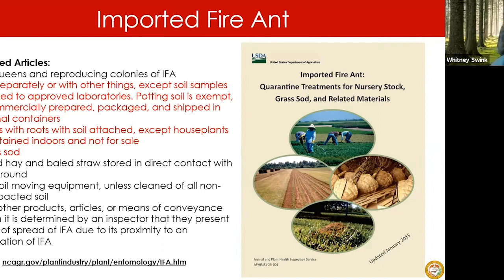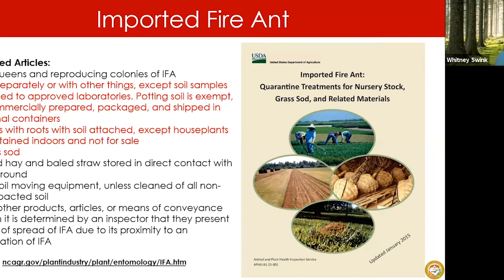And then just in terms of other regulated articles, and again, if you're in the quarantine, I'm sure you're well familiar with this because you have to do these things in order to ship out of the quarantine. But soil separately with other things, plants with the roots with soil still attached, like balled and burlap plants, container plants, things like this, grass sod. But our specialists can absolutely help you make sure your nursery is able to ship material outside of the fire ant quarantine in a safe and effective way.